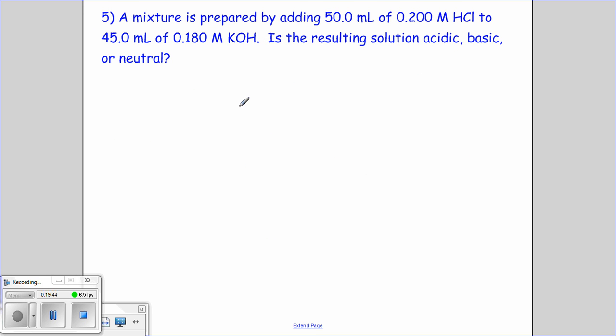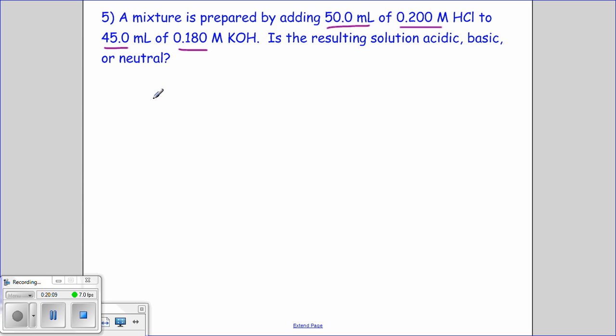Number 5, a mixture is prepared by adding 50 mL of 0.2 molar hydrochloric acid to 45 mL of 0.18 molar potassium hydroxide. Is the resulting solution acidic, basic, or neutral? Alright, this seems pretty straightforward. But we're going to have to implement a reaction showing, I like to do my before, during, after, showing what's left over at the end of the reaction.